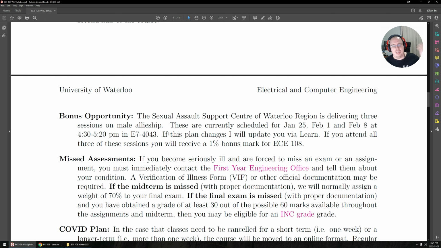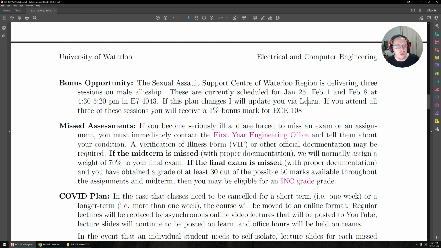Okay, so missed assignments. If you are ill and you have to miss an exam or an assignment, you must immediately contact the first year office. Tell them about your condition and get a verification of illness form. If you have a valid VIF, then I will exempt you from the assignments that occurred during the period of that VIF. So for instance, say if you have a VIF for assignment 4, I will exempt you from assignment 4, and now you'll have 8 assignments in total, and I'll only count the best 7 out of those 8. But in order for me to do that, I need to have the VIF. So make sure you do that immediately and get all that data.